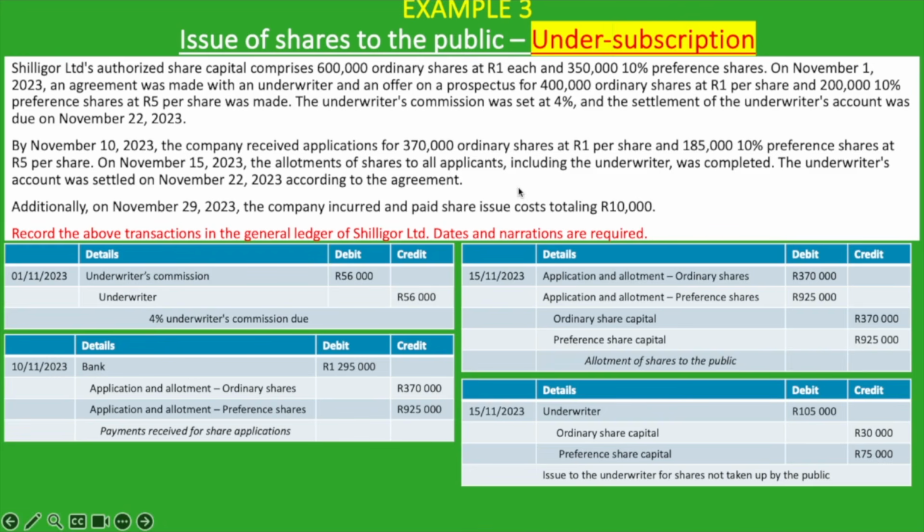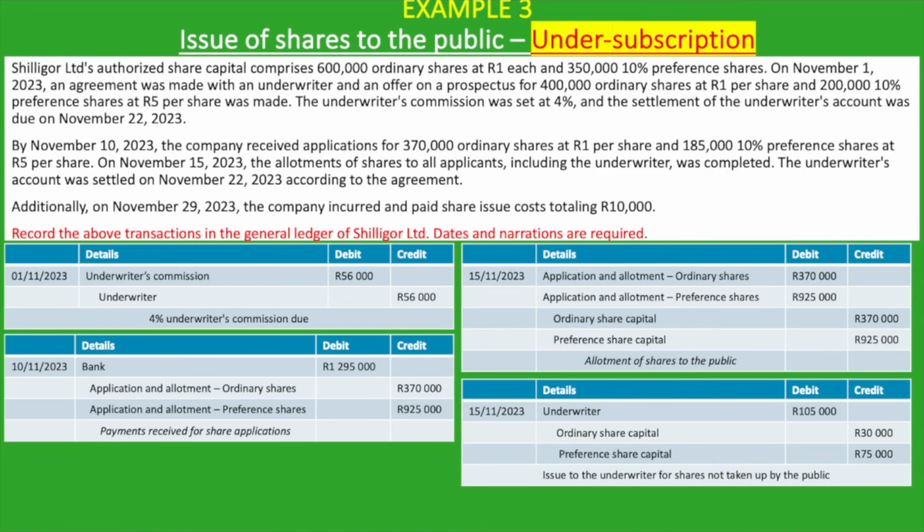Well, you can see from this that the underwriter's commission was set at 4%, and the settlement of the underwriter's account was due on the 22nd of February 2023. It didn't clearly indicate who paid whom here, but we know that the underwriter owes us, and we're going to take that as the date at which the underwriter paid us, because the account was settled on that date. But in addition, we're also told at the bottom here that the underwriter's account was settled on November 22, 2023, according to the agreement.